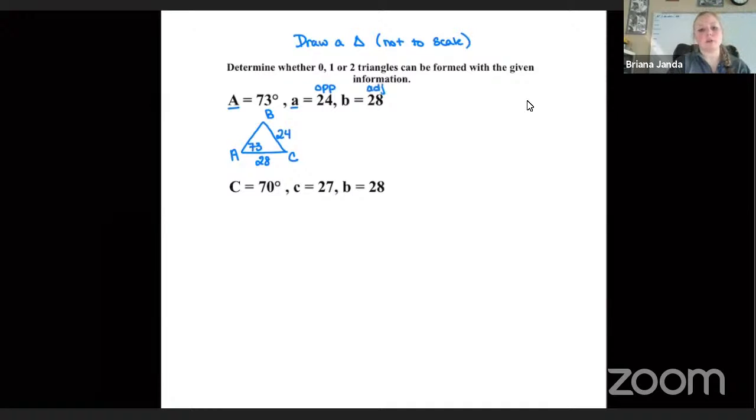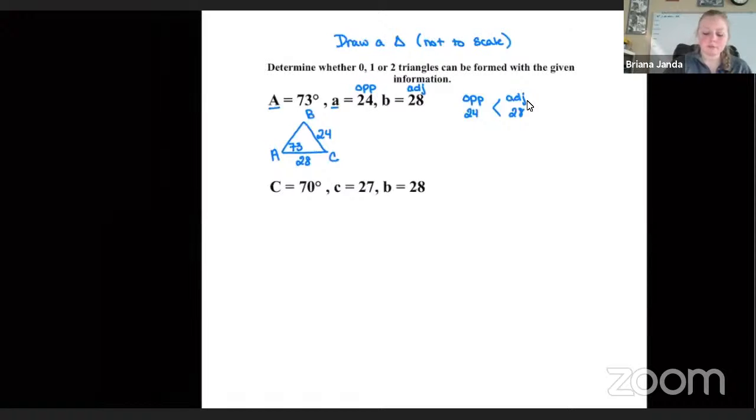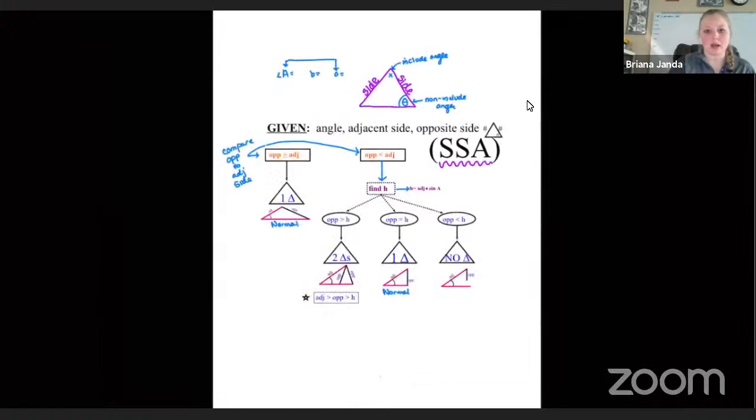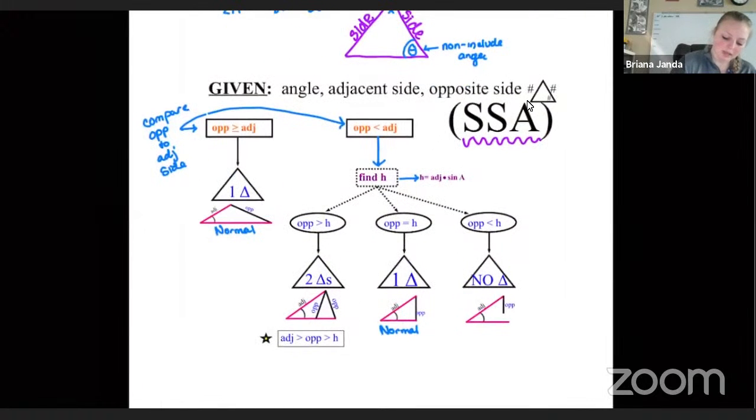And so now we go to our flow chart, and our flow chart says compare those. Compare the opposite side to the adjacent side. My opposite being 24 and my adjacent being 28. Well, 28 is greater than 24, so I would say that my opposite is less than my adjacent. Are we all okay with that so far? Okay, so then I go to my flow chart, and this is why I want you to have your flow chart handy. I say, okay, where does it say opposite is less than adjacent? Well, that's right here on my flow chart, and it tells me what to do now.